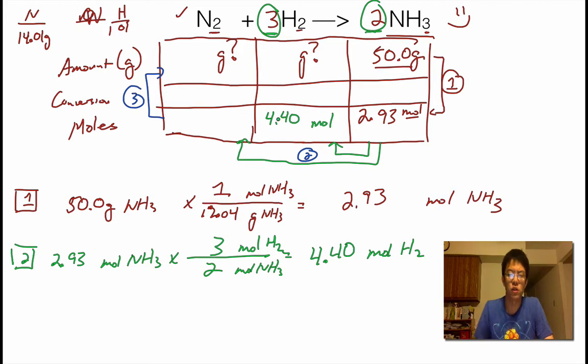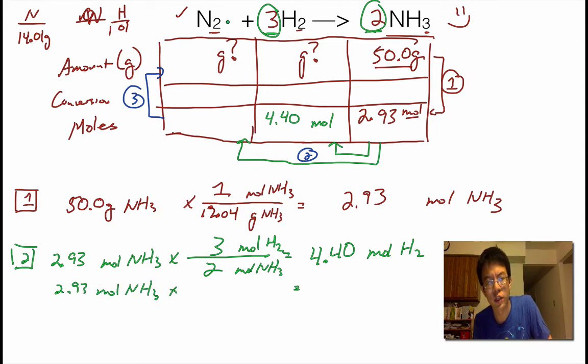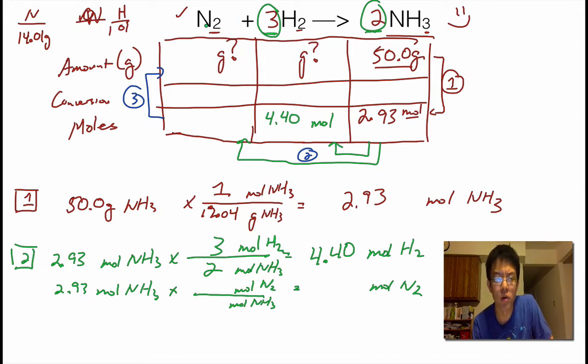Okay, and I can do a similar thing for N2. I can really start from anywhere. I can either start with the 2.93 or the 4.40, but I'm just going to start with the 2.93 because that's where I started before. But this time, instead of going to moles of H2, I want to know the moles of N2. I still put the moles of NH3 at the bottom, and I'm going to the moles of N2. So how many moles of N2 do I have in the reaction? 1, right? I have no coefficient here, it's just 1. And here I've got 2 moles. So instead of 3 over 2, because that was the ratio between the H2 and NH3, I have 1 over 2, the ratio between the N2 and the NH3. So I take 2.93 times 1 divided by 2, which gives me about 1.47 moles of N2.